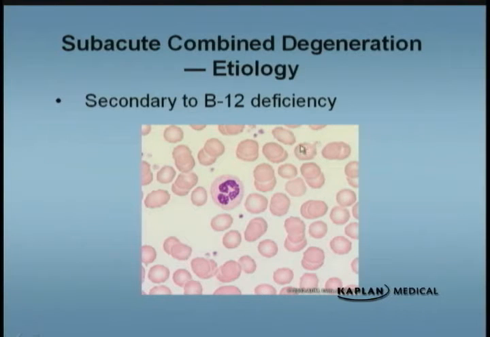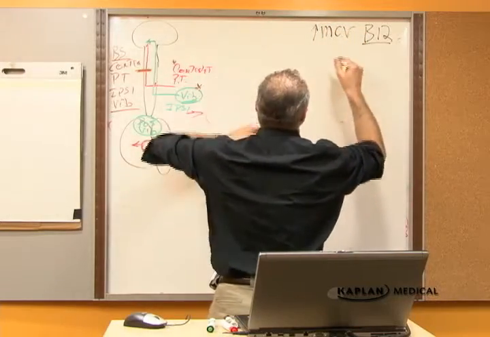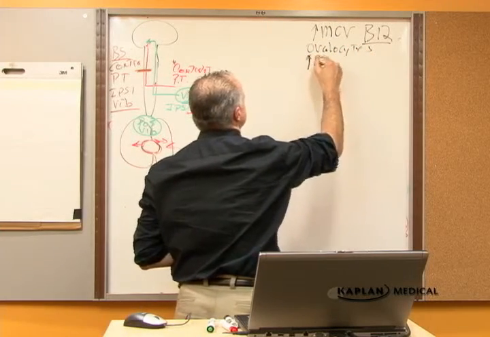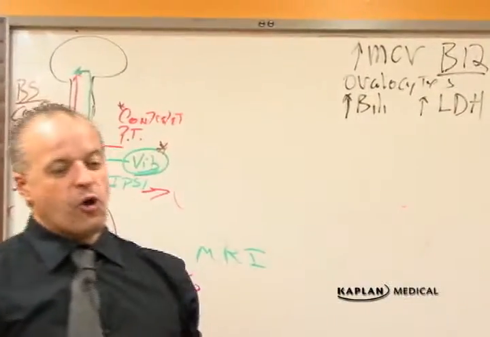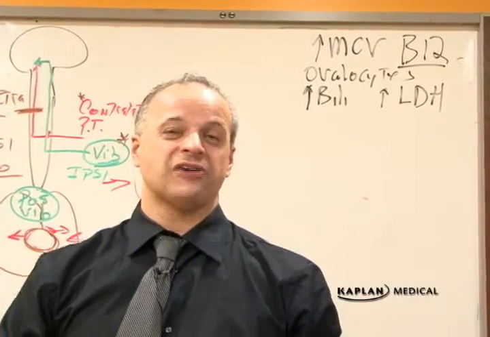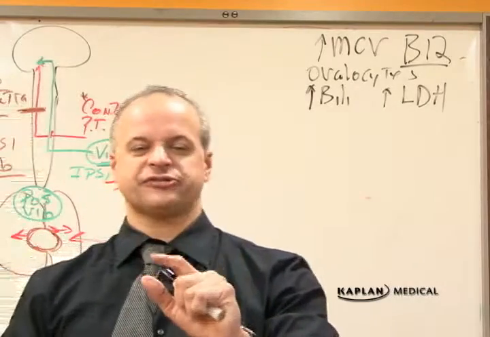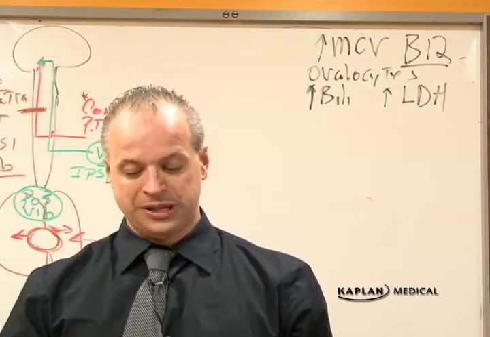So when you have vitamin B12 deficiency, vitamin B12 deficiency gives you oval cells. Vitamin B12 deficiency gives you a macrocytic anemia. It gives you ovalocytes. Vitamin B12 deficiency gives you an increased bilirubin, an increased LDH. Ovalocytes, B12 deficiency.